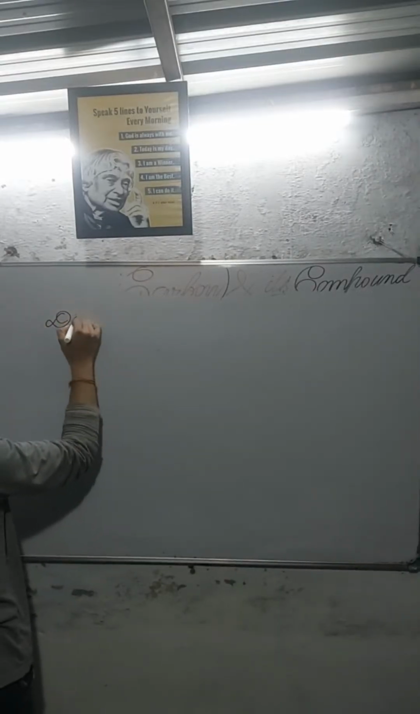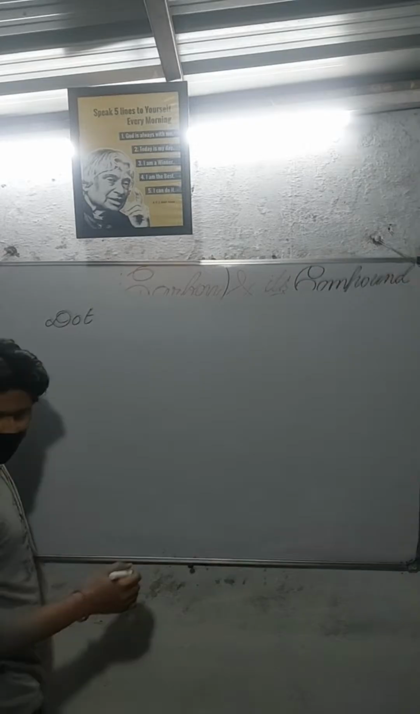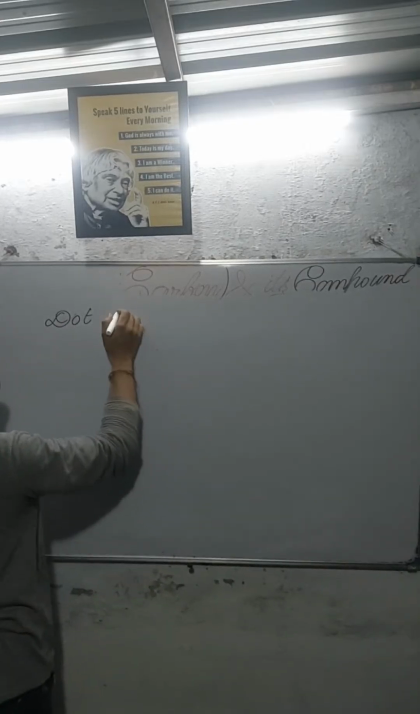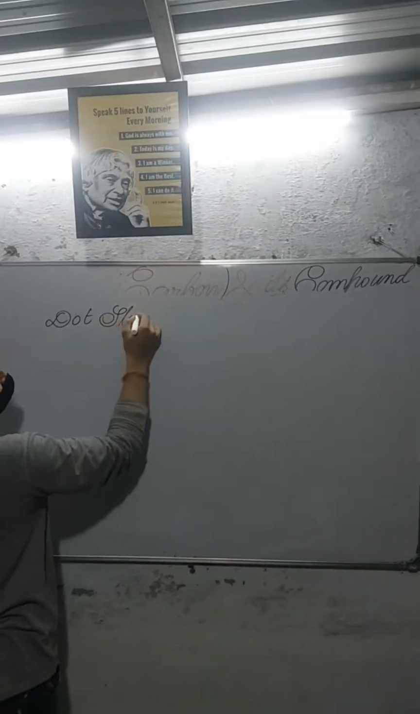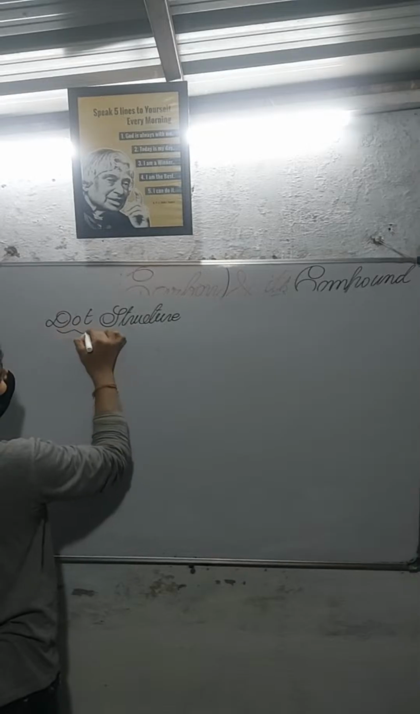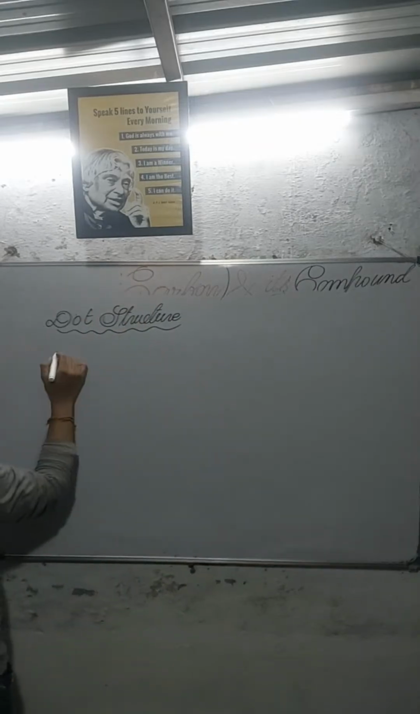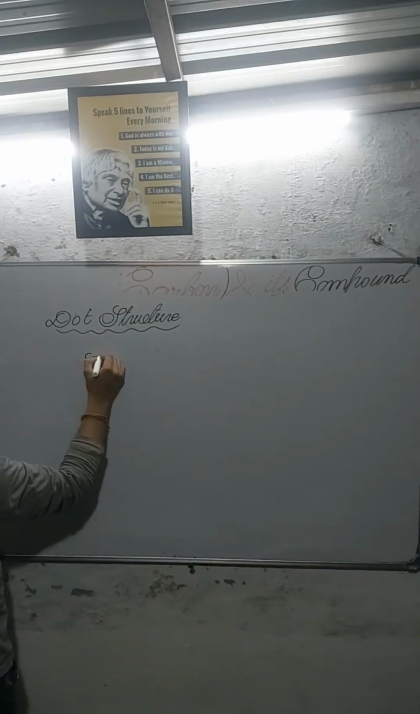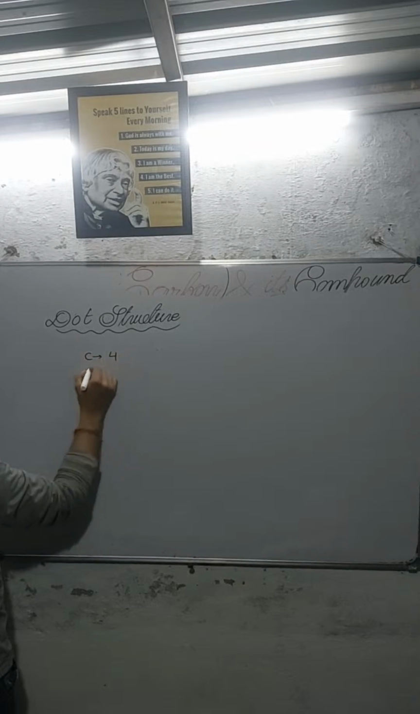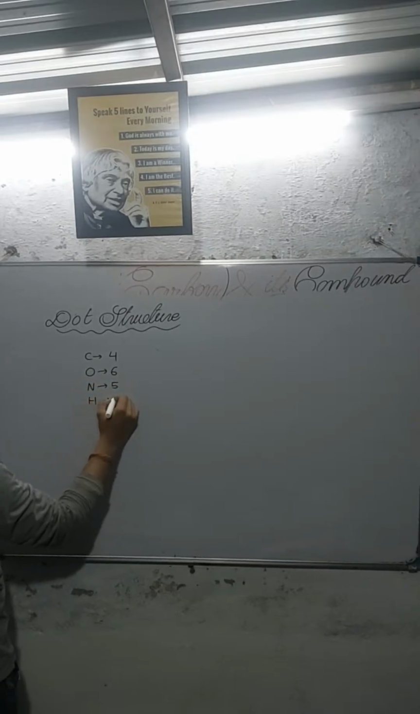Dot structure of carbon dioxide. This is your doubt, na bachcha? I know. Dot structure of carbon. Carbon has atomic number 4, oxygen has 6, nitrogen has 5, hydrogen has 1.